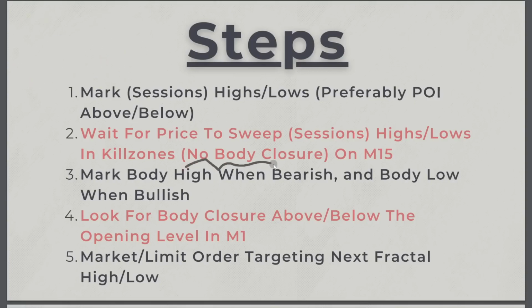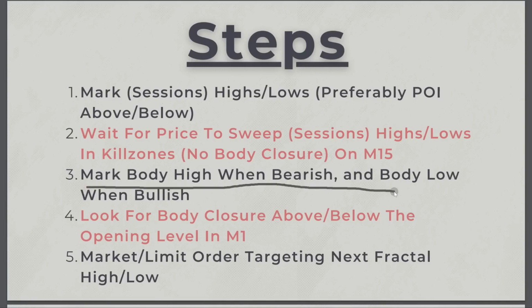And I don't want to see a body closure. You know, a body closure, a small one, is still valid, but I really prefer to see no body closure, especially with the displacement on the 15-minute. So 15-minute is the first time frame that we're going to be using. And then what we're going to do is mark the closing price of that rejection candle. So you see, no body closure. What does that mean? A rejection candle with a wick. I'm going to mark the closing price, which is going to be the opening price for the next candle.